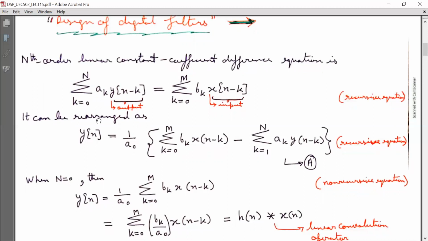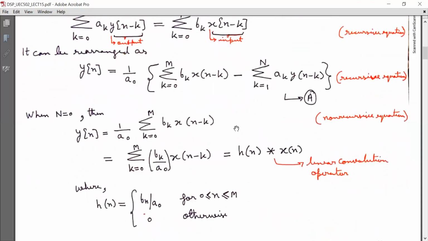It can be rearranged as y[n] is equal to 1 by a naught bracket summation k running from 0 to capital M b_k x[n minus k] minus summation k running from 1 to N a_k y[n minus k], and I mark it as equation A. Now these both equations are conveying the same meaning, but these are recursive in nature.